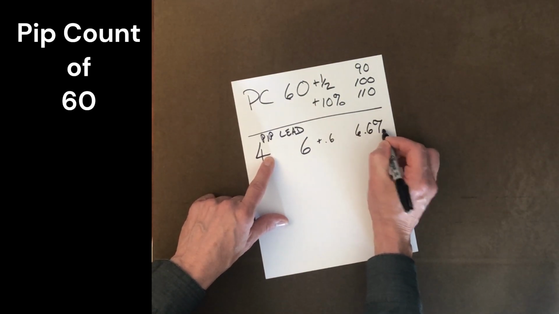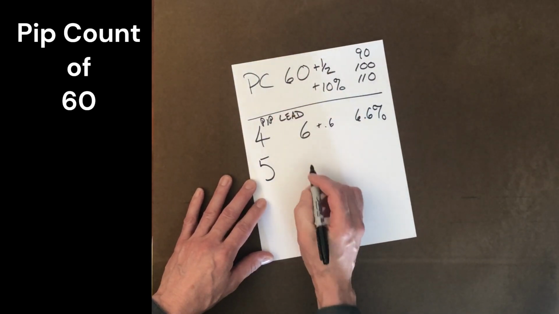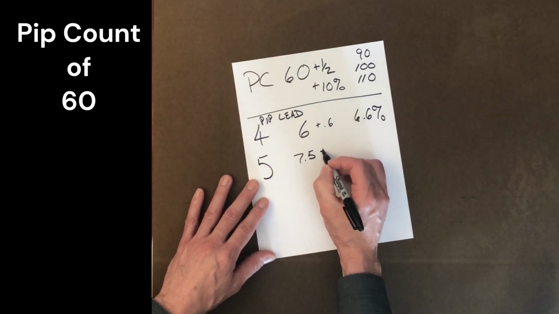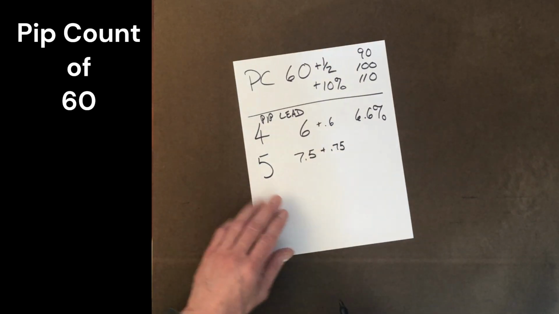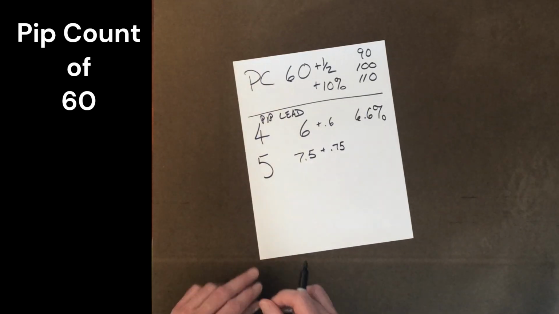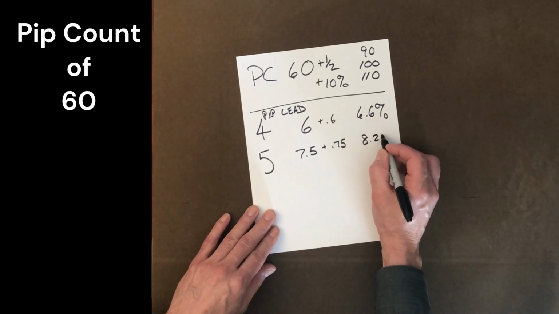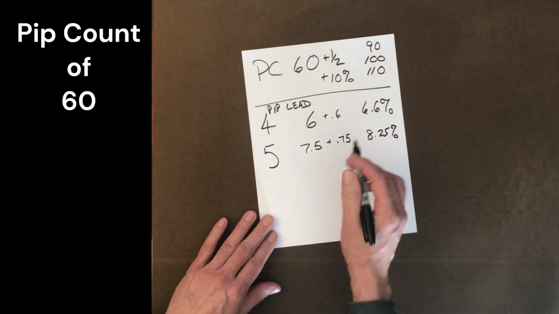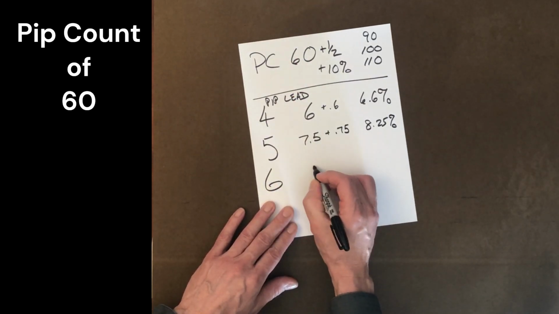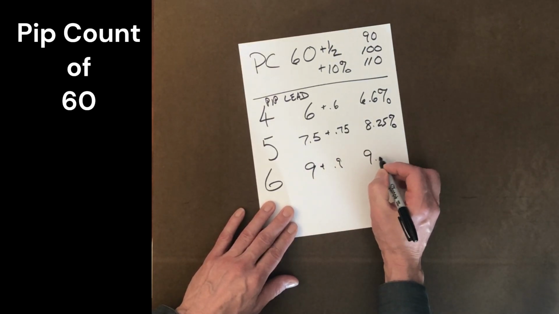6.6%. We have a pip lead of 5. We're going to add 1/2, takes us to 7.5, and we're going to add 10%. A few of these, you have to pause a little, but almost all of these are super simple. So this is, what is this? 8.25%. We have a pip lead of 6. We're going to add 1/2. 1/2 is 3, so that brings us to 9. We're going to add 10%, 9.9%.